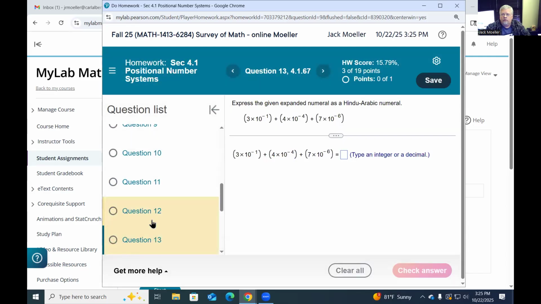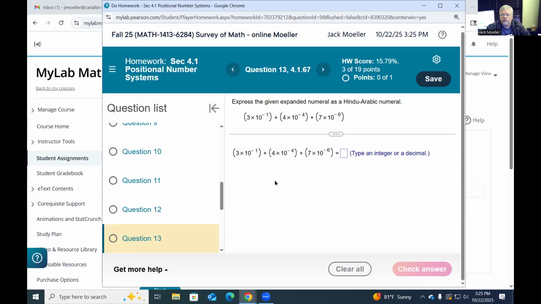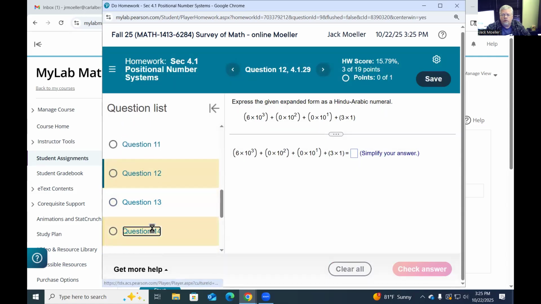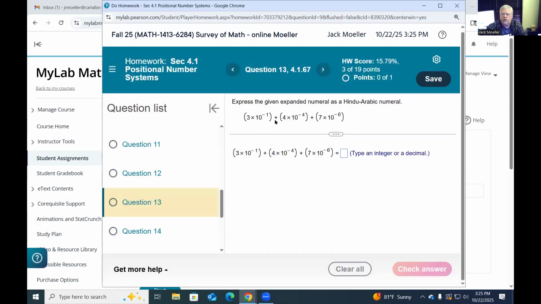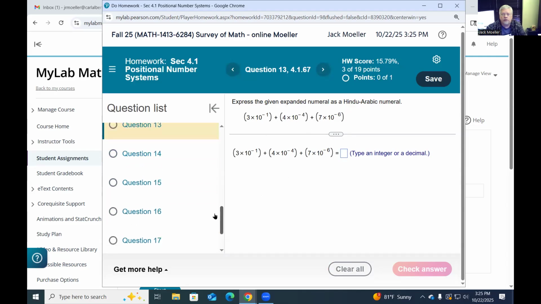So let me jump down here further. So like this is, let's see, 12 is, so it looks like in the homework there's only 1 decimal question. So when you see those negative exponents, just remember you're dealing with decimals. And we did a couple examples of that in the video.